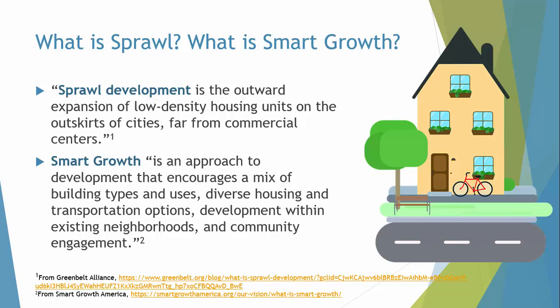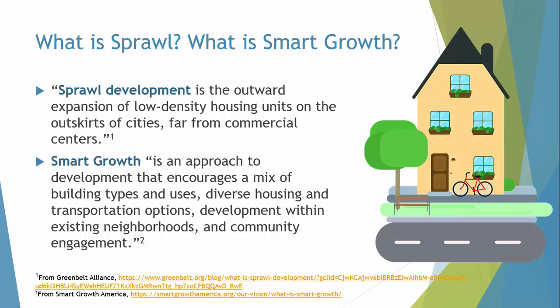Sprawl development, according to the Greenbelt Alliance, which is a think tank that studies these issues, is the outward expansion of low-density housing units on the outskirts of cities far from commercial centers. In other words, sprawl development is essentially what we consider to be the suburbs, and in the suburbs the lots tend to get bigger and it tends to be further from your house to shopping or your house to work. And so that would be considered sprawl development.